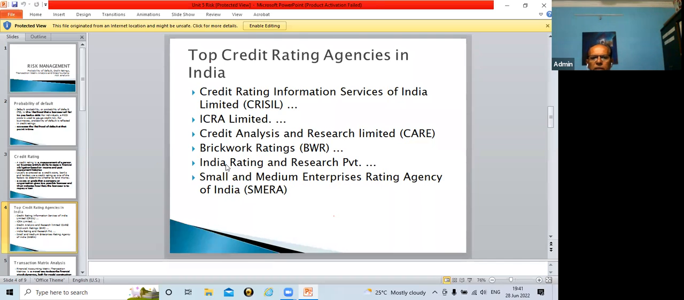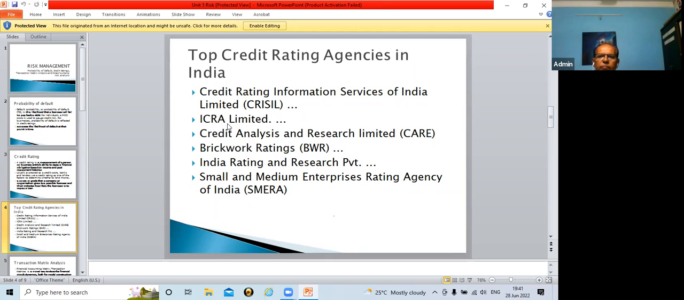Then the last company is India Rating and Research Private Limited. And there is also one more, SMERA. SMERA stands for Small and Medium Enterprises Rating Agencies of India. So this SMERA is particularly for small and medium companies. And CRISIL, ICRA and CARE conduct ratings for big corporate companies, because they also charge a huge amount of fees.